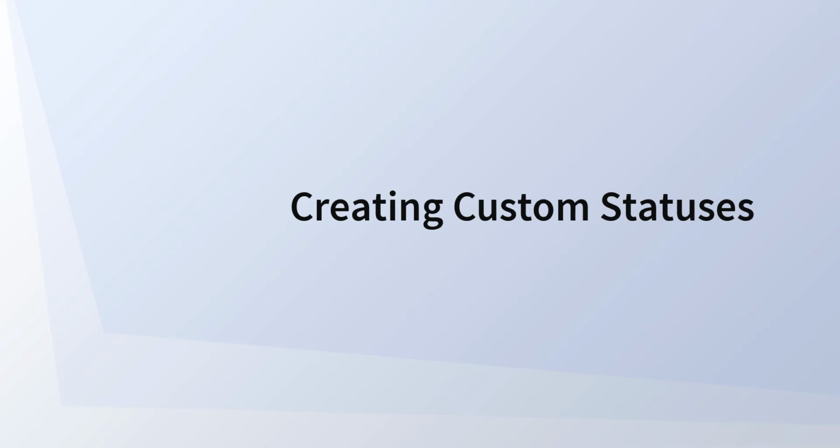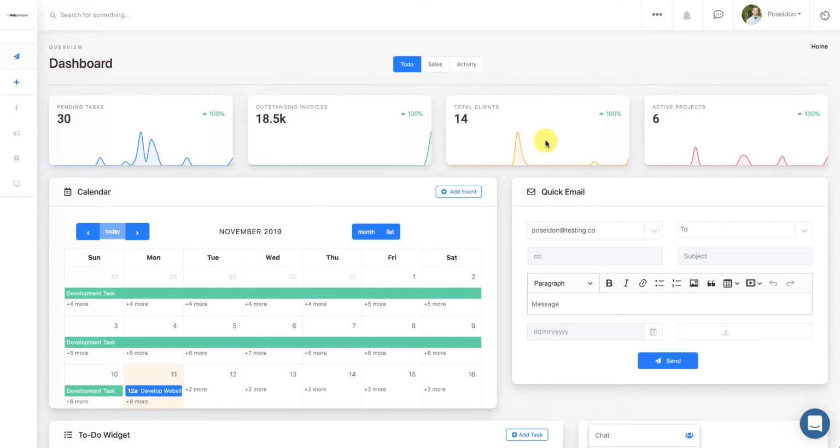This time we're going to dig into creating custom statuses. So before I get started, let me explain what this function does. You may be in the process of a project or a task or even creating a lead or an opportunity and you need some custom statuses. So these are statuses that may be specific to your company that we may not have available in the system.